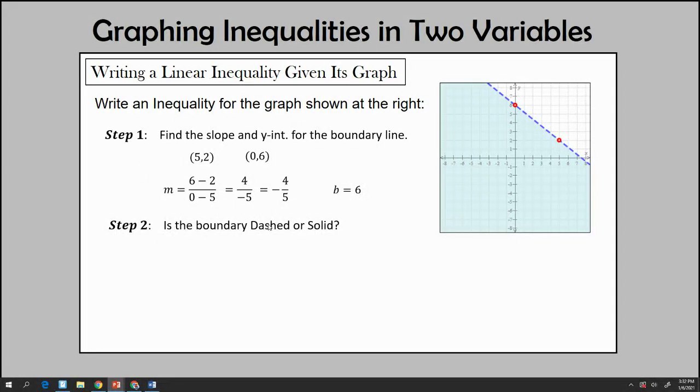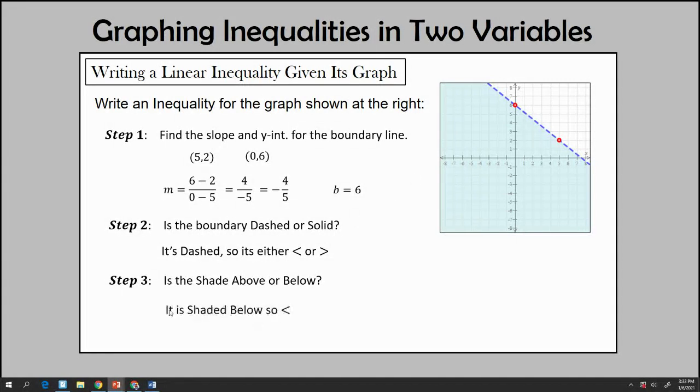So we're asking now, is that boundary line dashed or solid? Well, it's dashed. Since it's dashed, that means they either used less than or the greater than symbol. It's one of these two. It doesn't have the equal to. Step 3, did they shade above or below? Well, in this case, they clearly shaded below. So from these two choices, it's got to be less than. Less than will give it dashed, less than will make it shade below. So that's my guy right there. So now I just take my information, my slope, my intercept, and my inequality symbol, and I write the inequality to represent this graph. Y is less than negative 4/5 x plus 6.